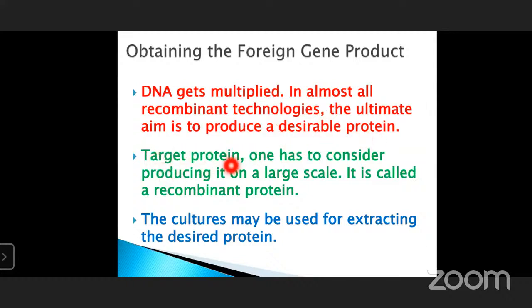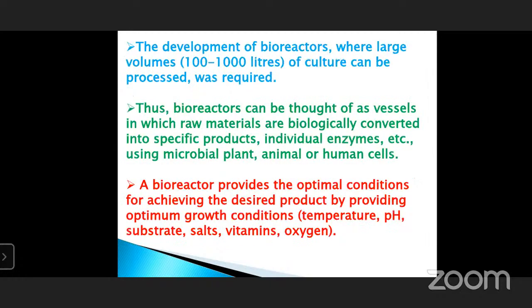For the target protein, one has to consider producing it on a large scale. It is either a protein or a hormone or an enzyme, produced on a large scale within a short period. It is called a recombinant protein or recombinant enzyme or recombinant hormone. So the cultures may be used for extracting a desired protein.